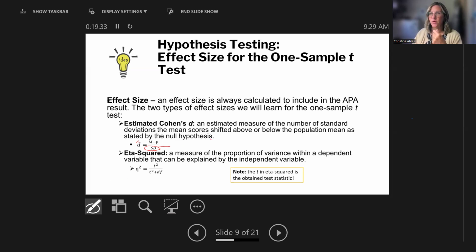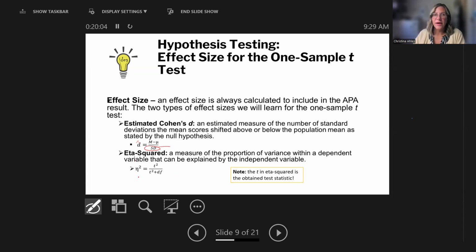So estimated Cohen's d tells us the magnitude of the treatment effect, so how much your mean shifted. Eta squared measures the proportion of variance in the dependent variable that is accounted for by the independent variable. So how much is that dependent variable actually being influenced by the independent variable? And it is a proportion. So again, it's only between 0 and 1. It can't be larger than 1, where estimated Cohen's d can be.